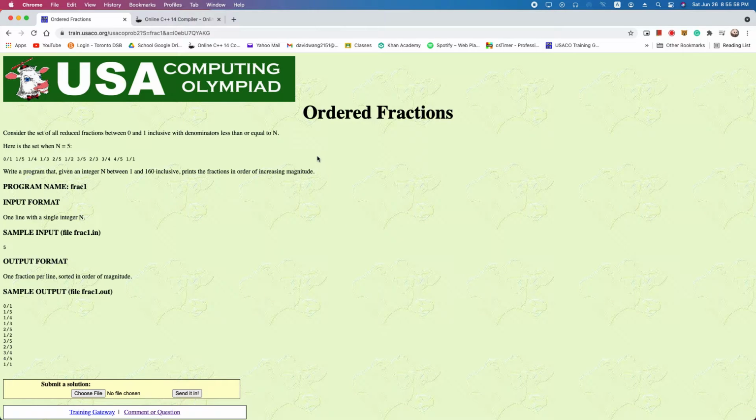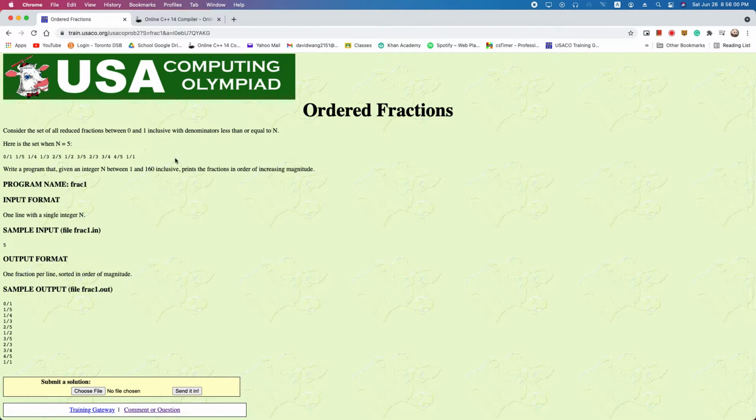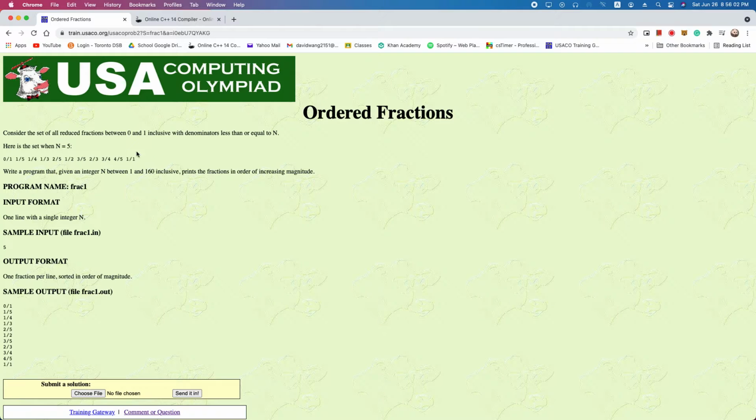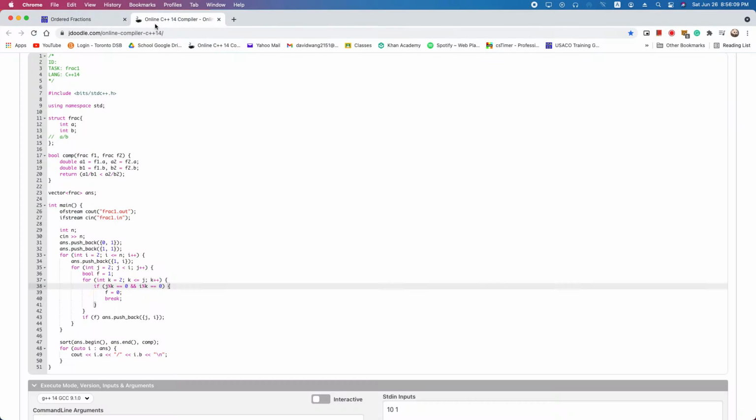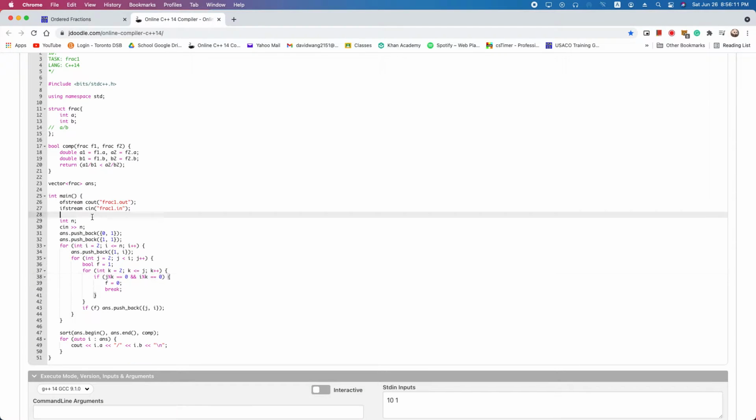Time I'll talk about ordered fractions. In this question, you need to make a few loops and then you can find all the combinations of the denominator and numerator. So here's my code.